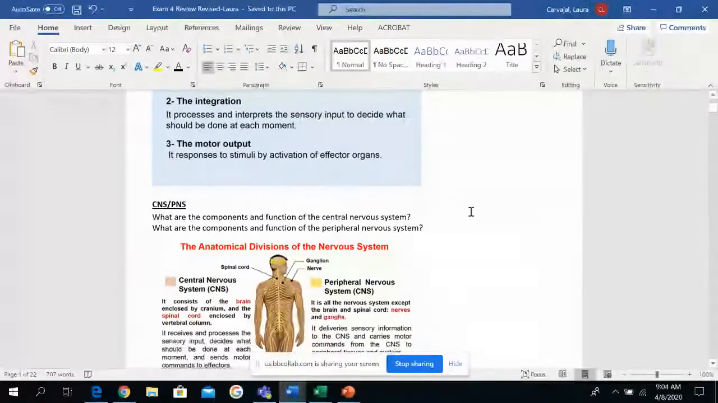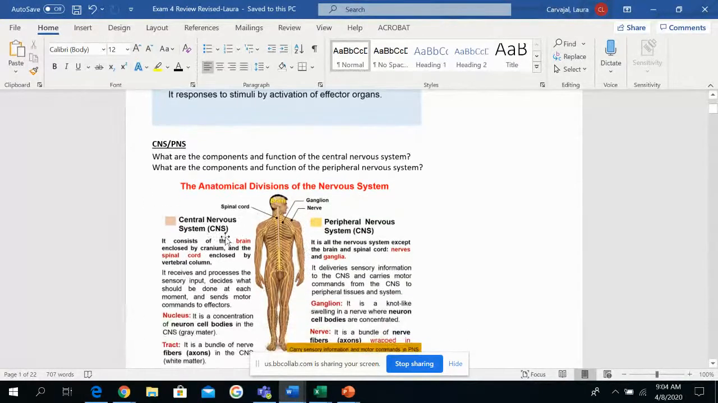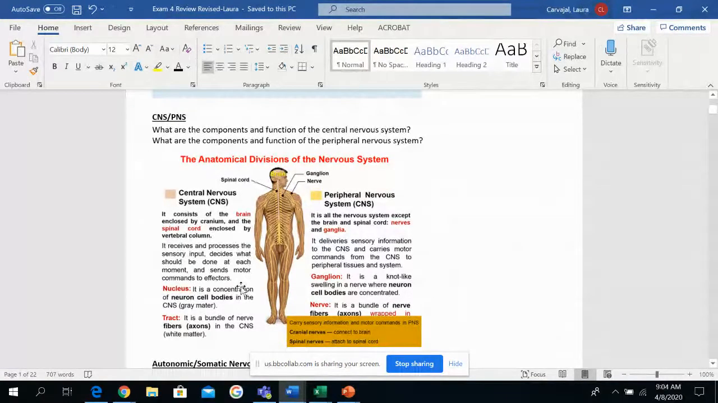Okay, so CNS and PNS, what are the components and function of the CNS? The CNS is the central nervous system. It consists of the brain and the spinal cord. It receives and processes the sensory input and decides what should be done at each moment and sends motor commands to the effectors. That's your CNS.